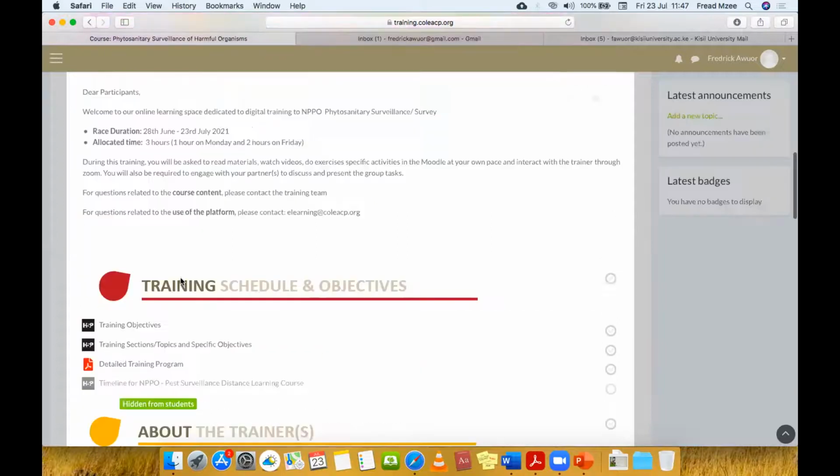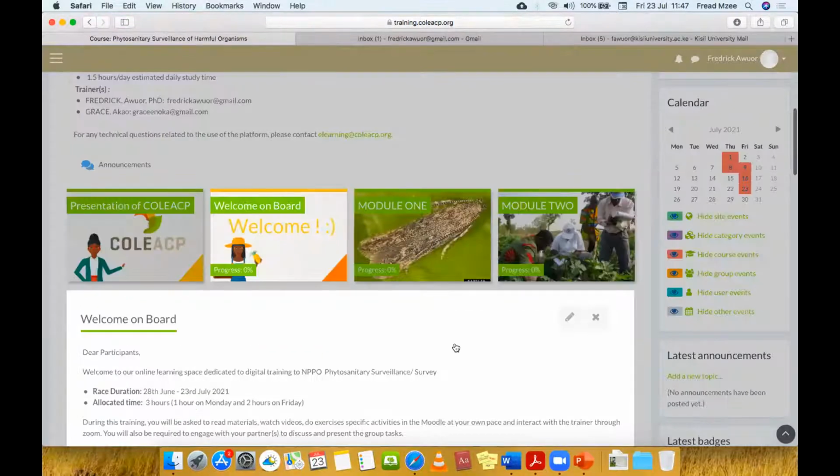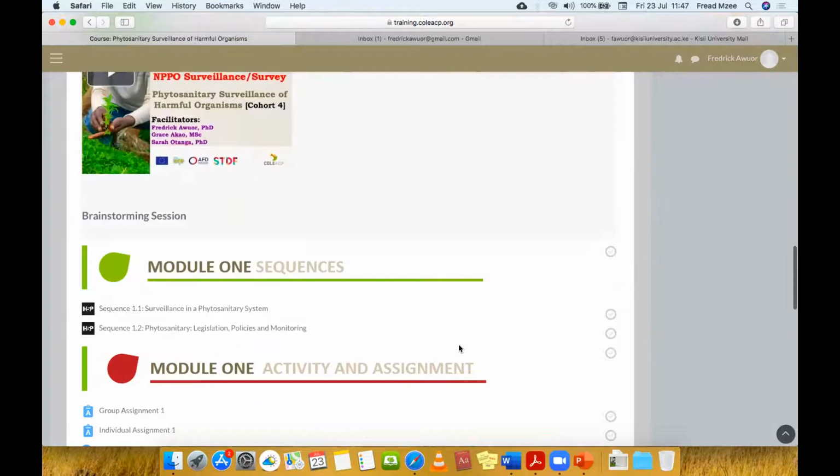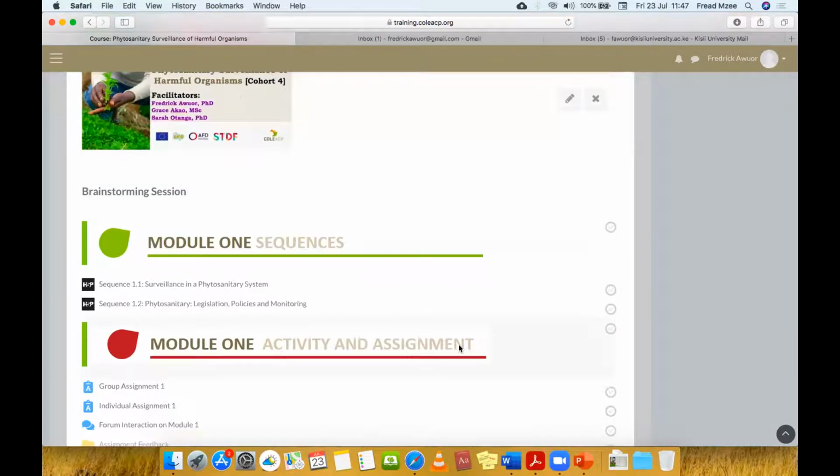Now, in week one, we focused basically on surveillance. What is it? What are the intricacies behind it? What is the legislation requirement? What are the policies? What is monitoring? All general information about surveillance. So that's what we covered in module one.